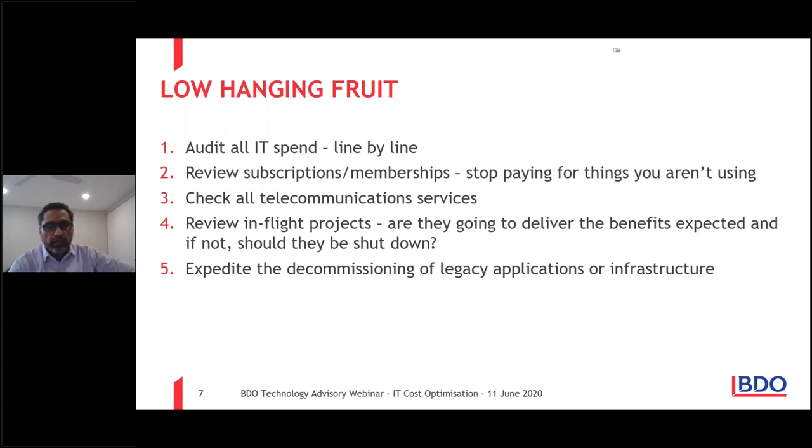What's our confidence in the expected benefits from those projects? And if those benefits are at risk, or they're not stacking up, or things have changed because of the economic environment or because of the change in your supply chains, then maybe it's an option for us to shut it down. So review in-flight projects. Don't be afraid to ask questions, and if there are things that don't need to go forward, making a hard call now would actually be a lot more beneficial.